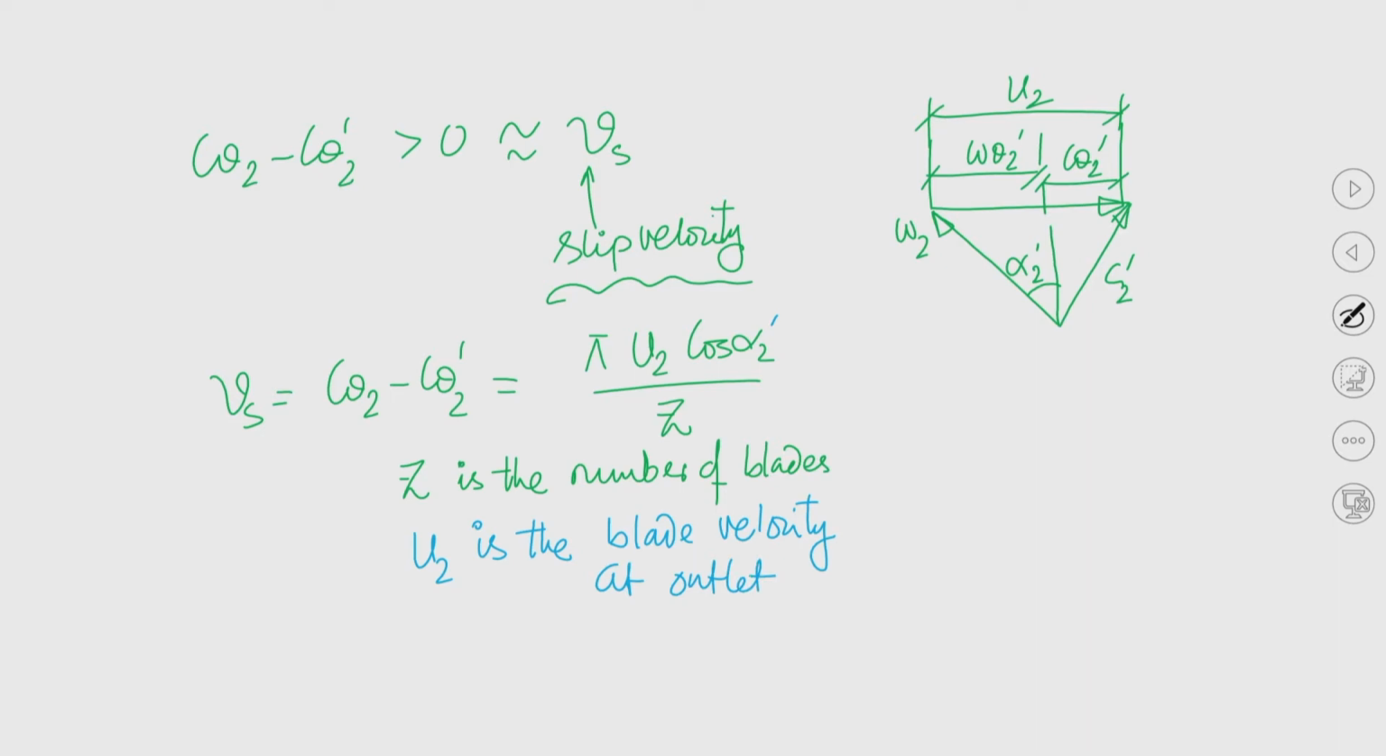Okay. Now, we will also see that we are getting c theta 2 prime, which is less than c theta 2. So, this ratio will definitely be less than 1, and this is also known as sigma. So, this is basically the slip factor.